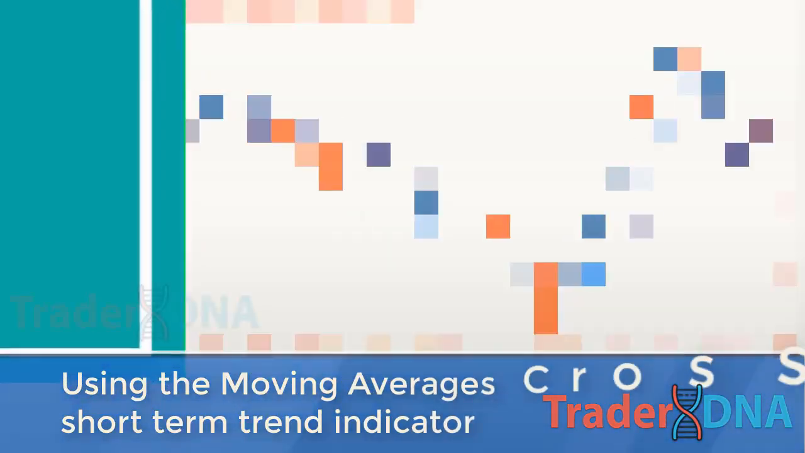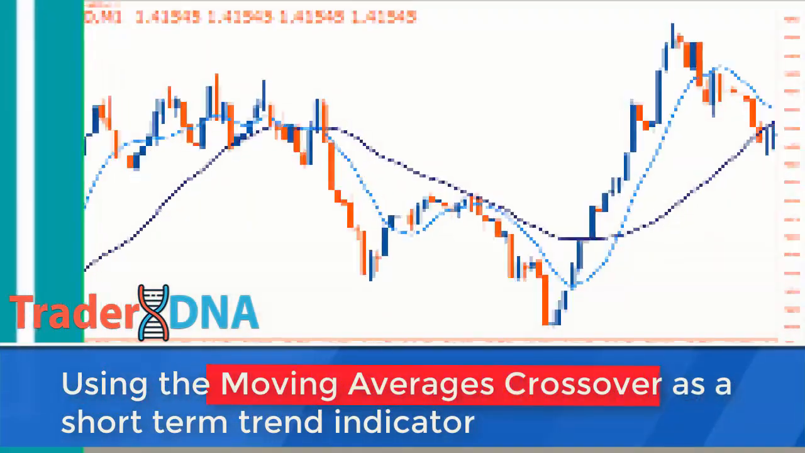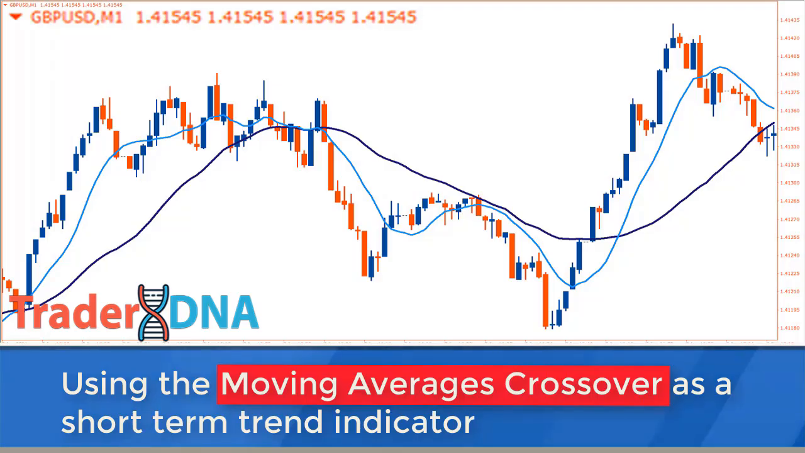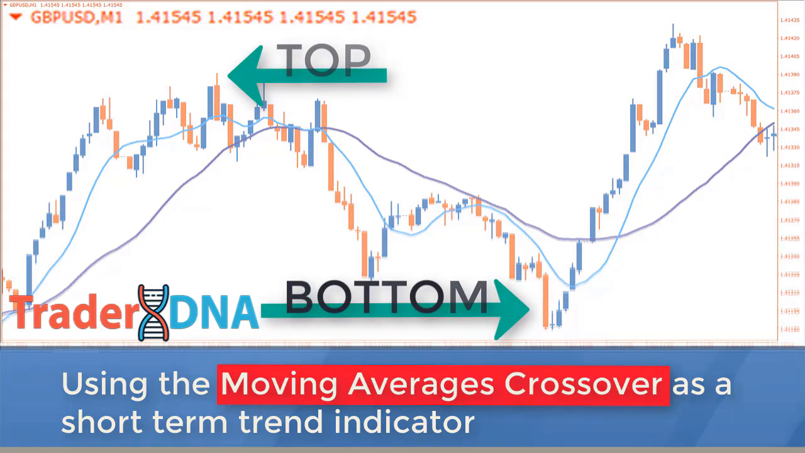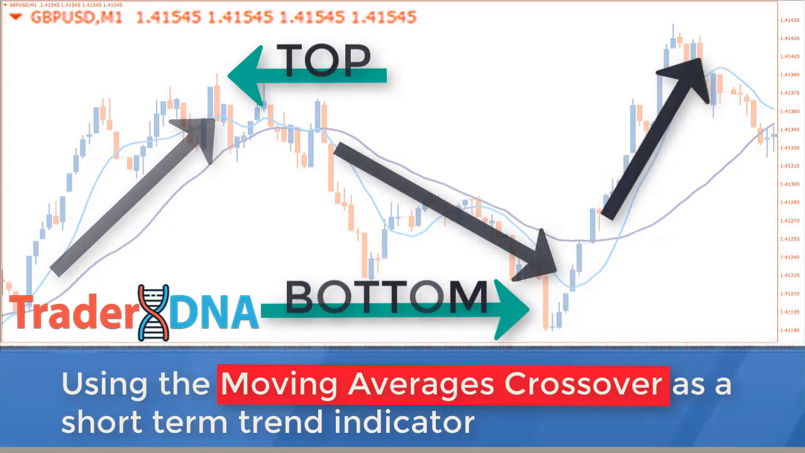Using the moving averages crossover as a short-term trend indicator. Because moving averages are a lagging indicator, the crossover technique may not capture exact tops and bottoms, but it can help you identify the bulk of a short-term trend.